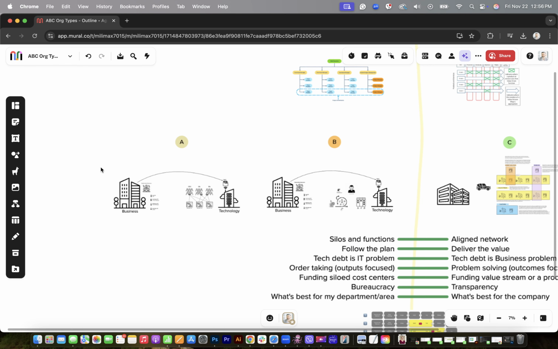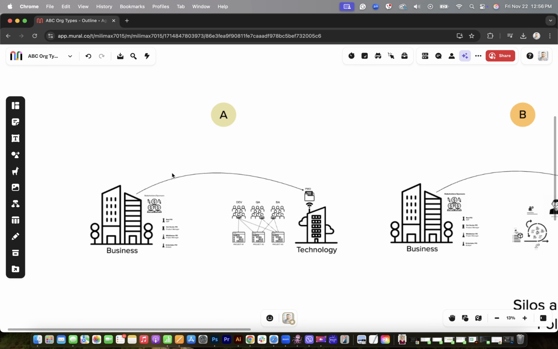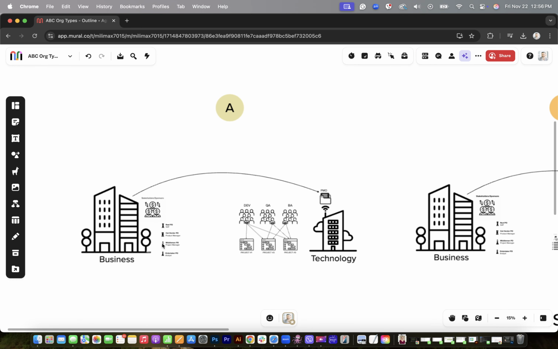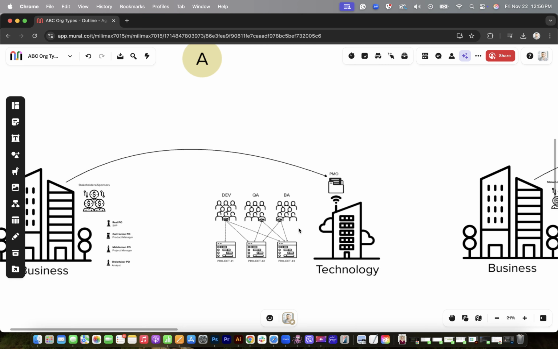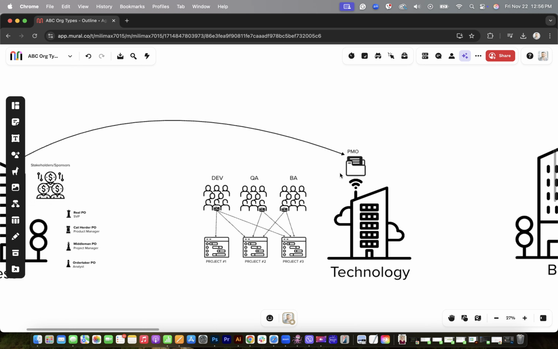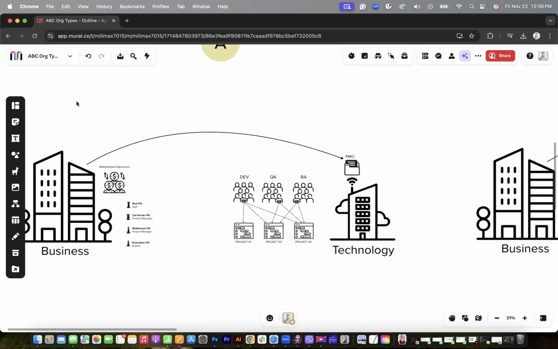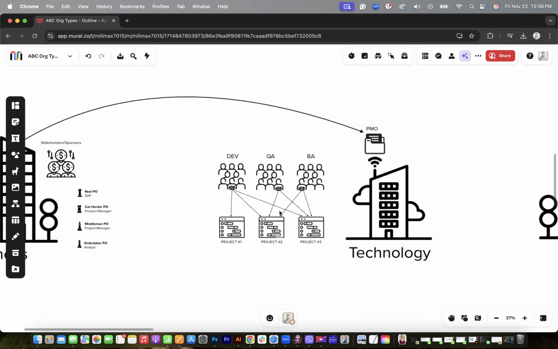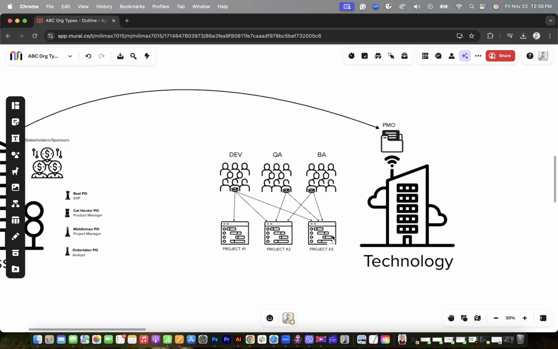With the first type of organization, A, on the left side we have business, usually. IT is a separate department. Within IT, we have departments like development department, QA department, and so on. We have some type of PMO, and then projects. Usually everything from portfolio management, business, and finance is aligned down to the projects, and people are aligned to projects.